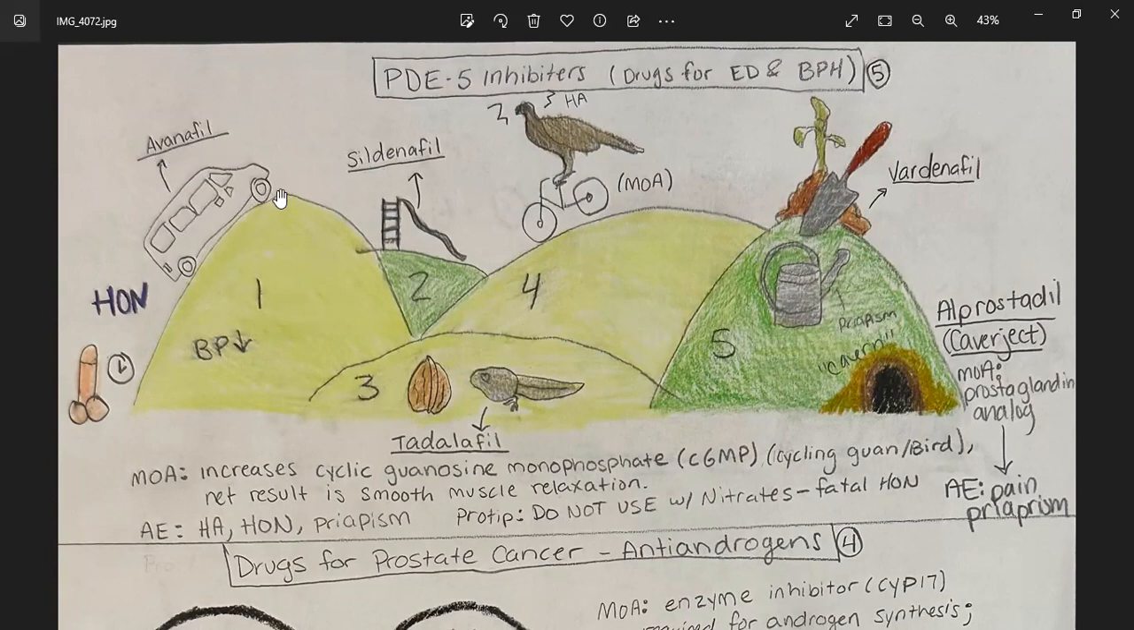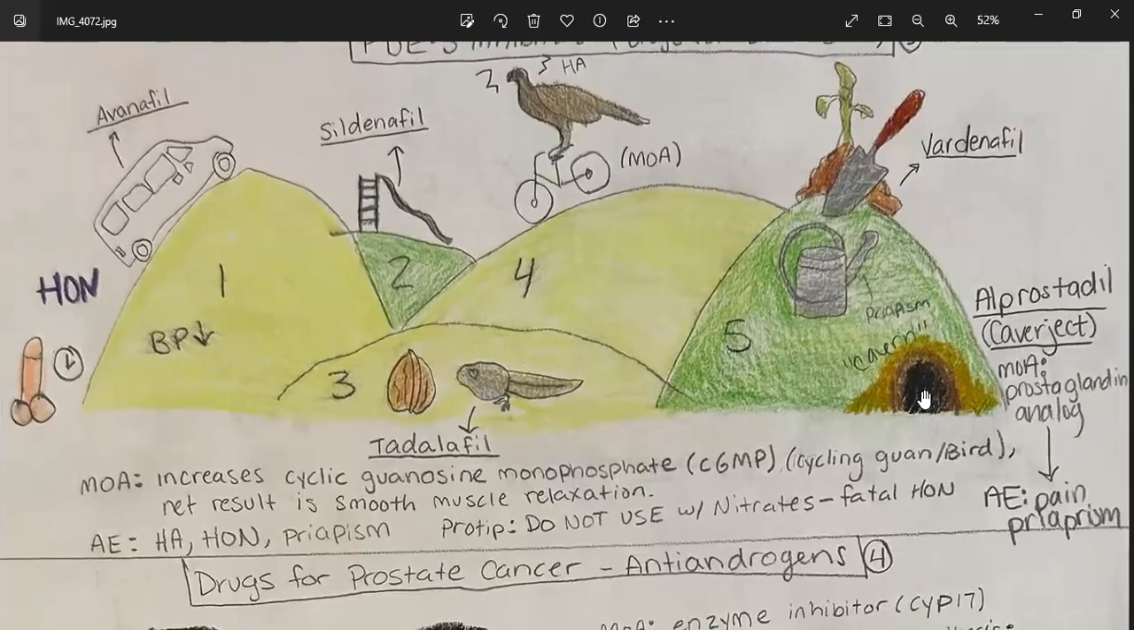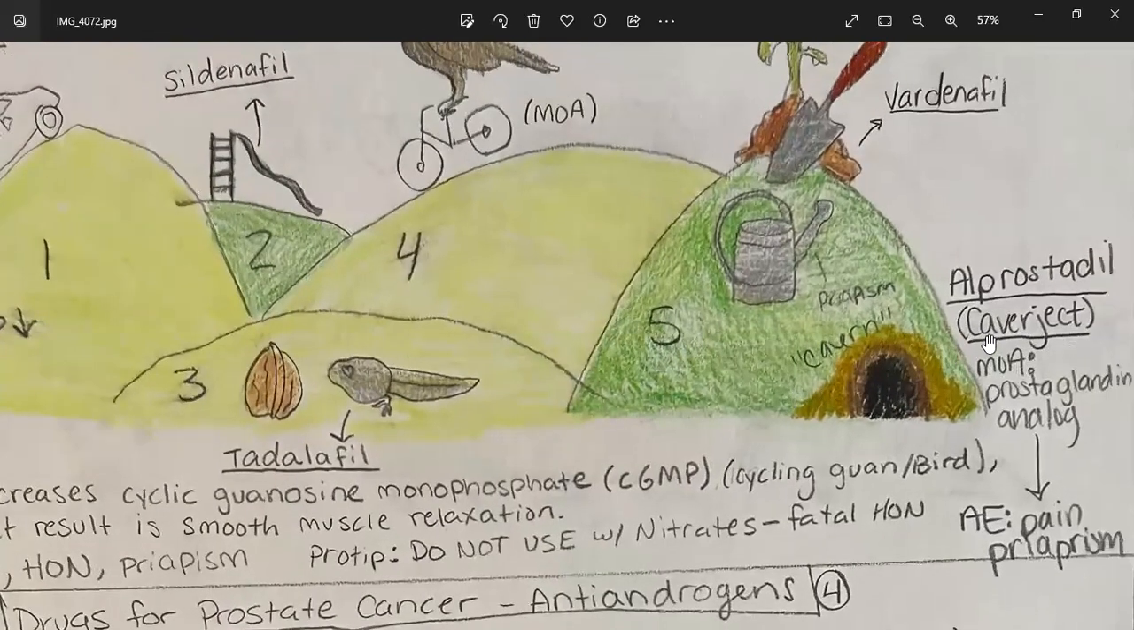They all kind of rhyme. Here we have a slide on a hill for sildenafil, sliding down a hill. Here again, we have tadalafil, a tadpole on a hill. And then this is like a gardening, so garden for vardenafil. And then over here, this drug has a different MOA. This is the one, Caverject, so I think like a cave or a cavern for Caverject.